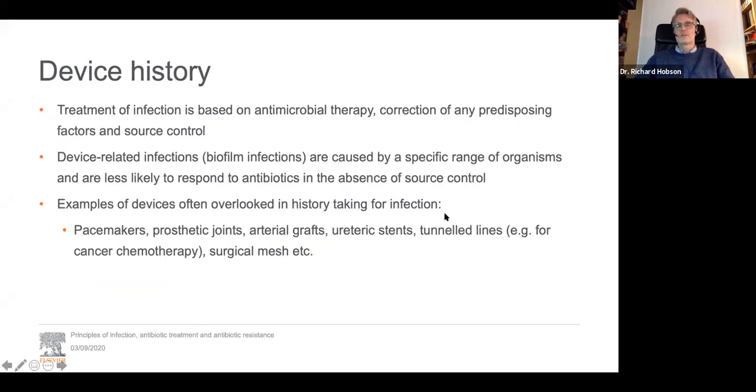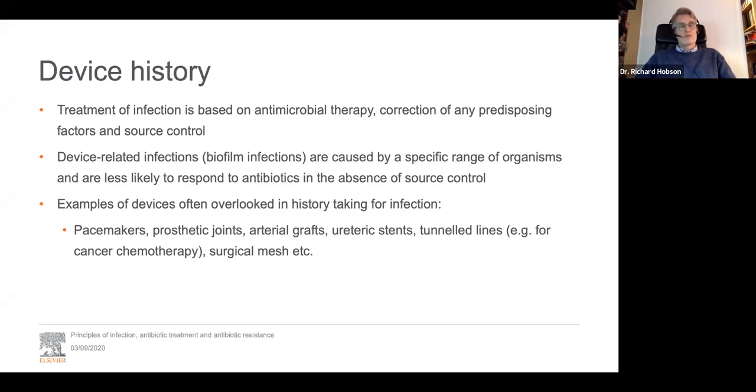So the third aspect of history, which I think is particularly important and often skimmed over, is the device history. Treatment of infection, as I said, is based on antimicrobial therapy, correction of predisposing factors, and source control. Device-related infections are caused by a very specific range of organisms. They're usually organisms that have to be able to stick to metal and plastic devices. And furthermore, they're less likely to respond to antibiotics in the absence of source control.